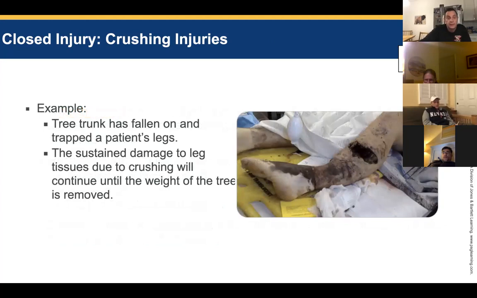A tree trunk has fallen on a trapped patient's legs. Sustained damage to the leg tissues due to crushing will continue until the weight of the tree is removed. So everything below where it's being crushed, tissues can start to die because they're not getting the blood flow, they're not getting the oxygen. So we need to be able to relieve what's causing that injury in a crushing situation.